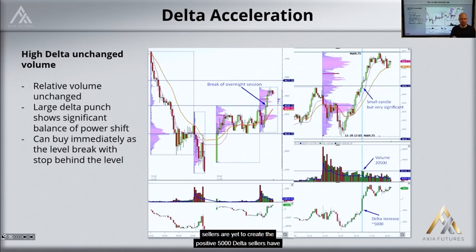And sellers, to create the positive 5,000 delta, sellers have had to stand in the way. They've had to sit there and reload, and buyers have come in and bought and bought and bought. And eventually they've overwhelmed the sellers. So the break of that level is then the point where this can go towards the upside, because sellers have put in a good defense, they've been defeated, the move is now very much on. That's the significance of that delta acceleration there.